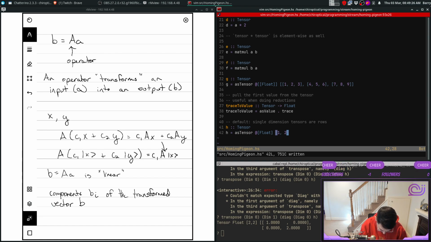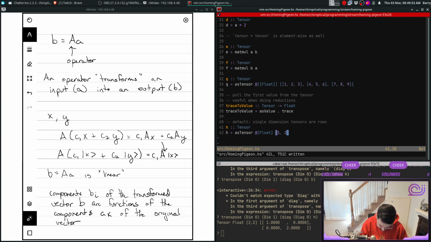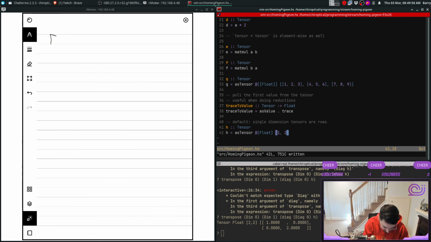Vector B are functions of the components A k of the original vector. I don't know what this means yet. What does this mean? Let's call the function f. We're okay calling functions f.